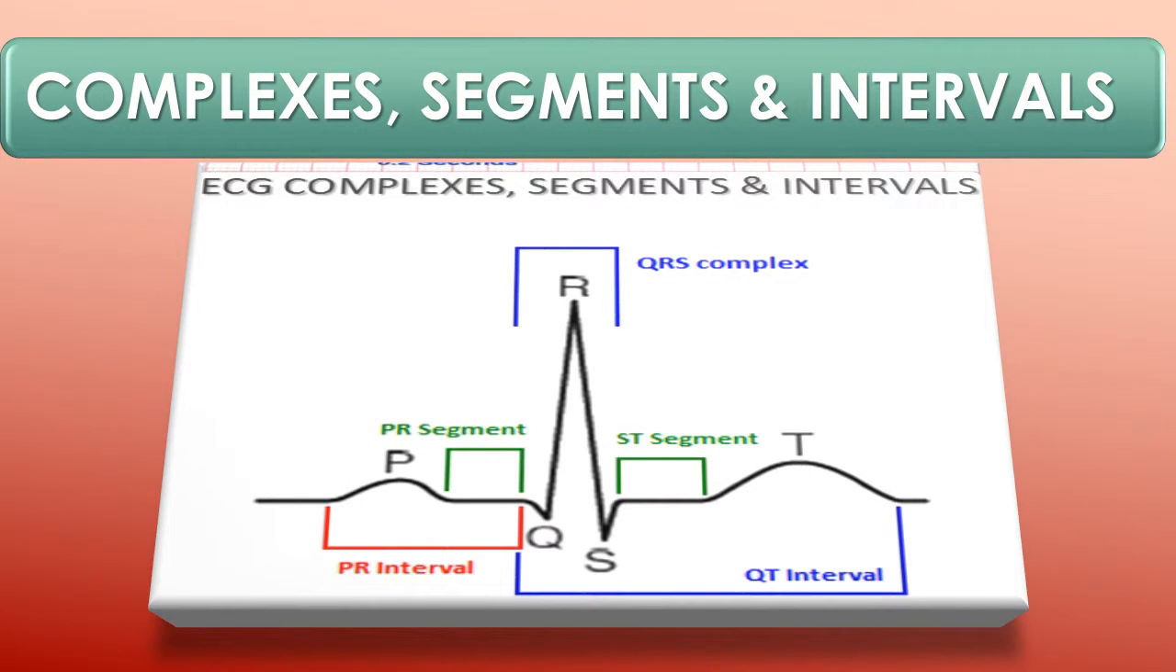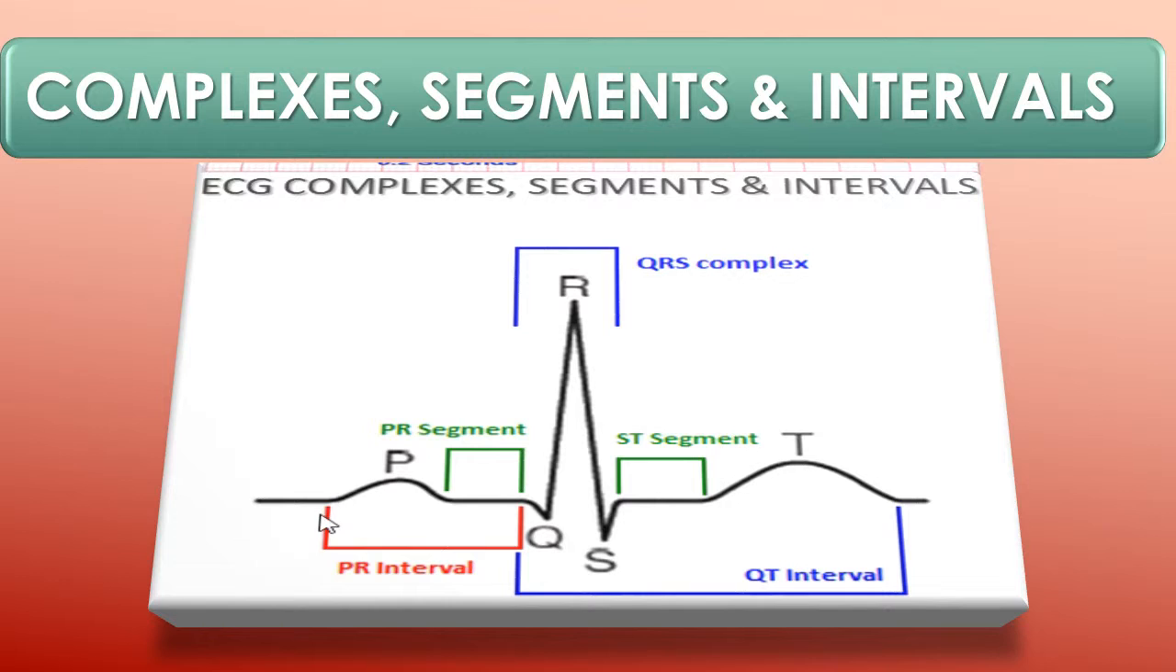Now, let's talk about ECG complexes, segments, and intervals. The first one I want to talk about is the P wave. The P wave is a deflection representing atrial depolarization.